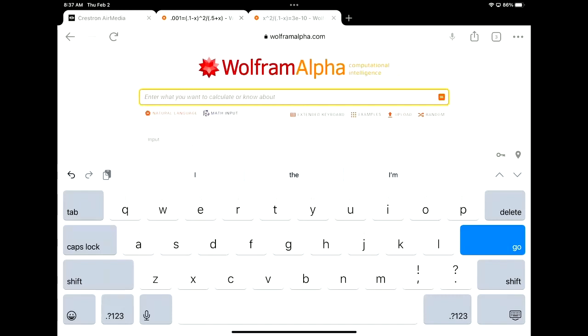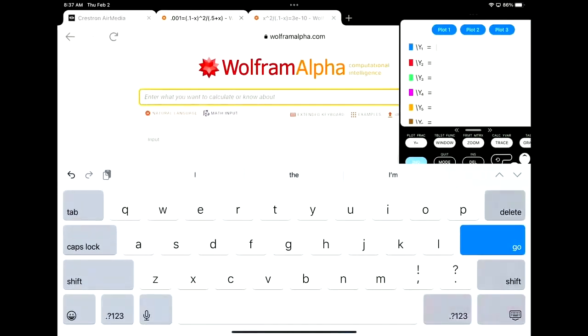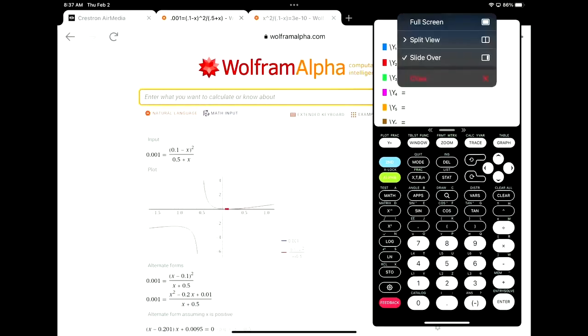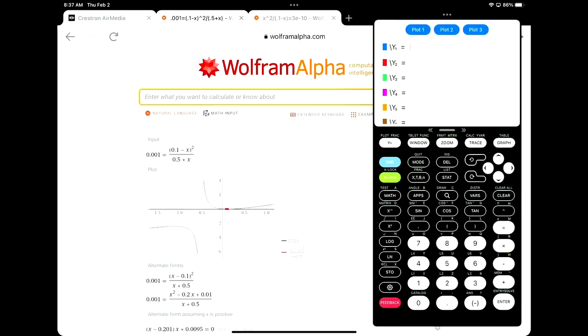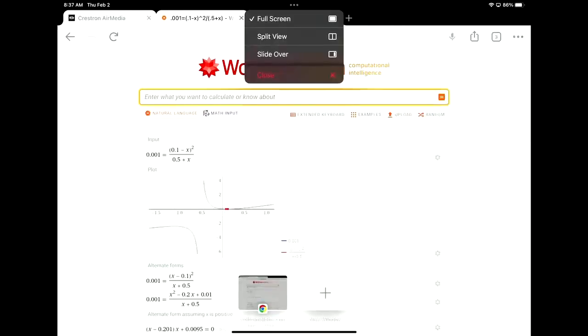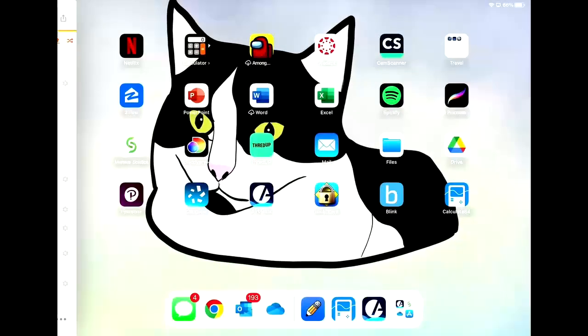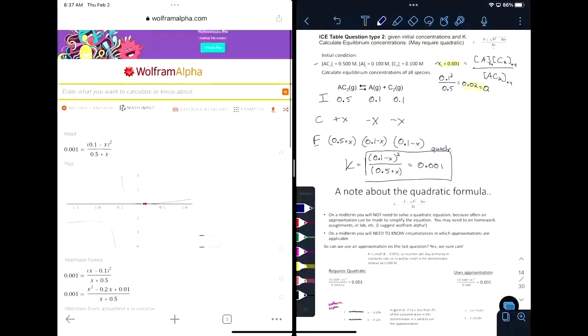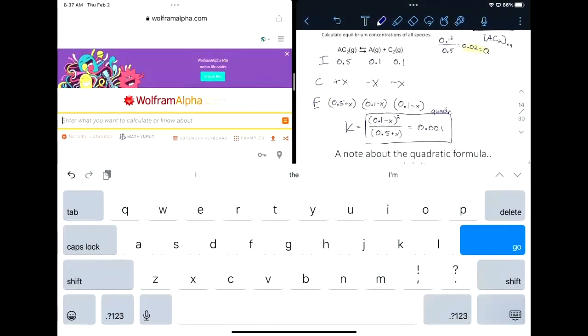How can I do split screen? Can I do split? I don't know how to do it. What? Oh, it's the 3 dots. Okay, hold on, go away, calculator. 3 dots, split view. Boop. Okay, all right, so let's plug that in, that expression. So this expression.